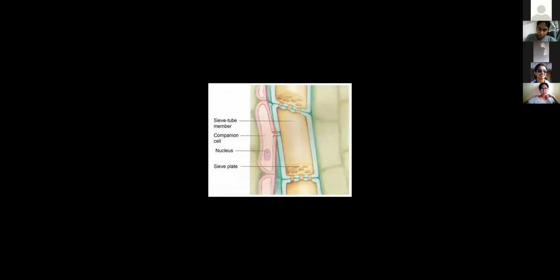Next, in plant cell, in which one? In plant cell, sieve tube elements. Sieve tube elements are a part of phloem. In phloem, the sieve tube elements conduct the food. You know, phloem is for translocation of food, and xylem is for water. So in phloem, conduction of food is there.